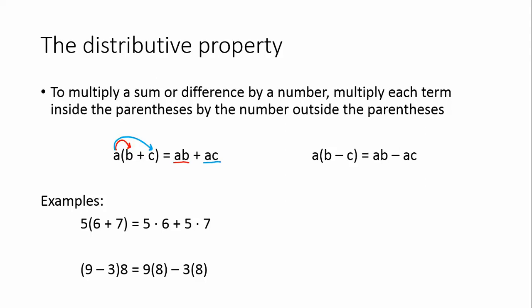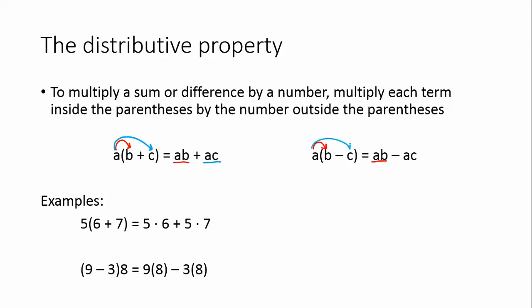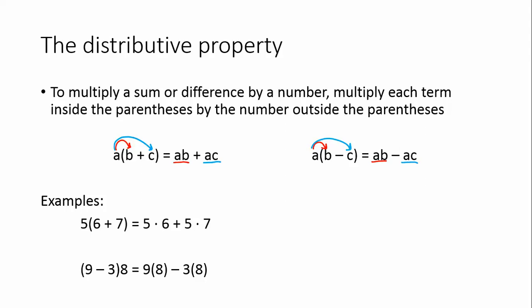It also works if there's subtraction inside. So first you do A times B again. That gives you AB. And then you multiply the A times the C to get AC. Now remember that subtraction really just makes the number behind it negative. So we bring the subtraction sign along with us because it's really saying A times a negative C. And A times a negative C would be a negative AC, which means we subtract.